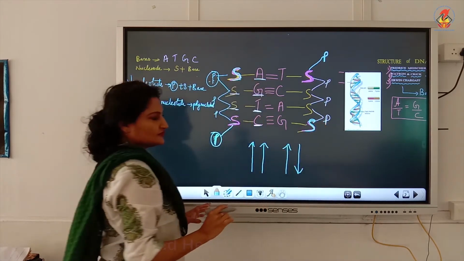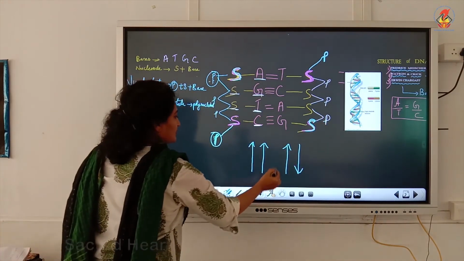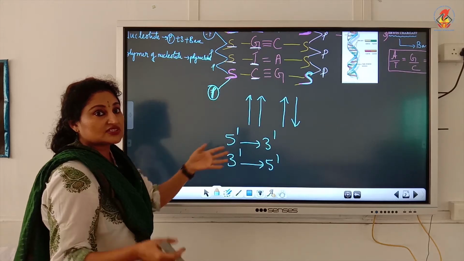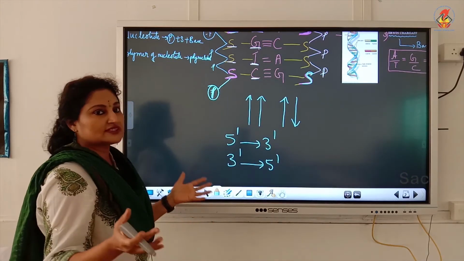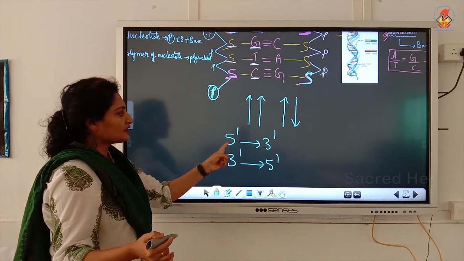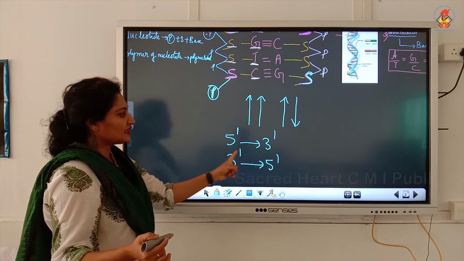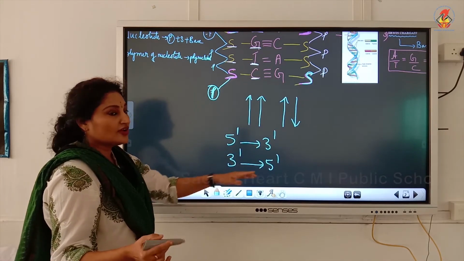Now, to avoid confusion, there is a better version of this description, that is one chain runs in the 5 prime 3 prime direction while the other chain runs in the 3 prime 5 prime direction. This will be made clear only when you learn the chemical structure of the DNA. As of now, we did not learn the chemical structure, just the skeleton of the DNA with its components. Clear? So, this anti-parallel alignment, one chain running in the 5 prime 3 prime direction and the other running in the 3 prime 5 prime direction, will be made clear.